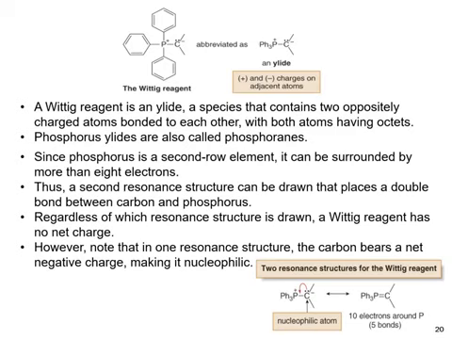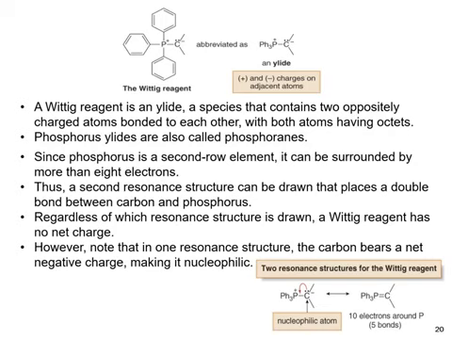This is the structure of the Wittig reagent, and it is abbreviated as an ylide. In an ylide, positive and negative charges are on adjacent atoms. A Wittig reagent is an ylide, a species that contains two oppositely charged atoms bonded to each other, with both atoms having octets. Phosphorus ylides are also called phosphoranes.